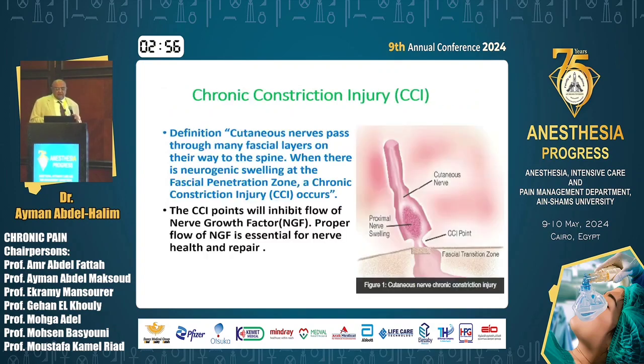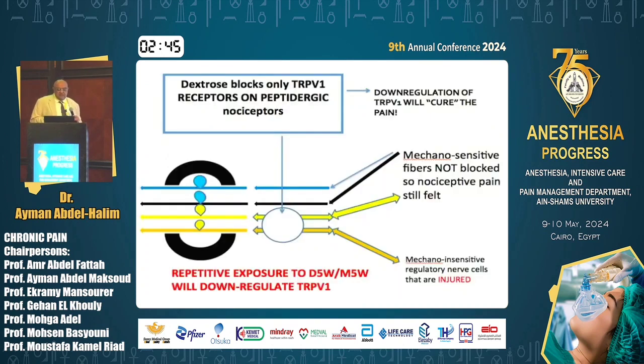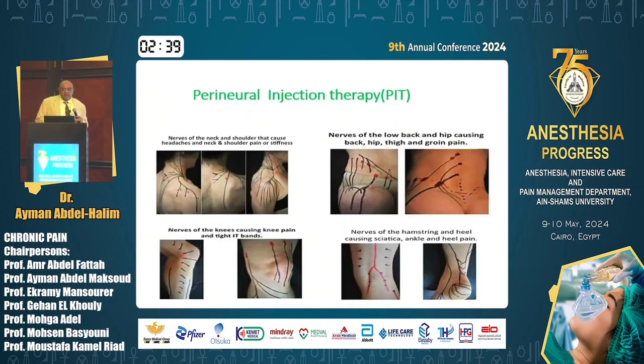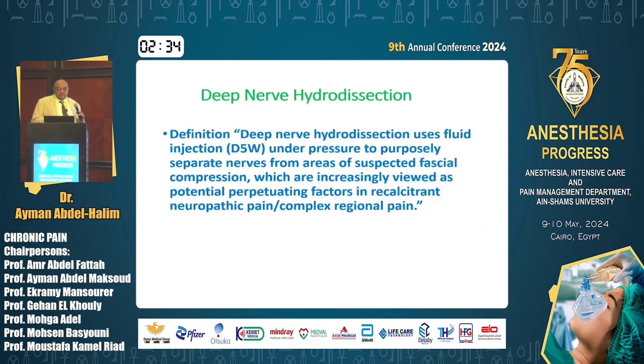And this actually can heal the tissues by removing what we call the chronic constriction injury, and by down-regulating the TRPV1, what we call the vanilloid receptors. And this is how it looks in practice, okay? I do a lot of these, guys. This is a super simple procedure. Anyone can do it. Anyone that can inject in the subcutaneous area can do it.